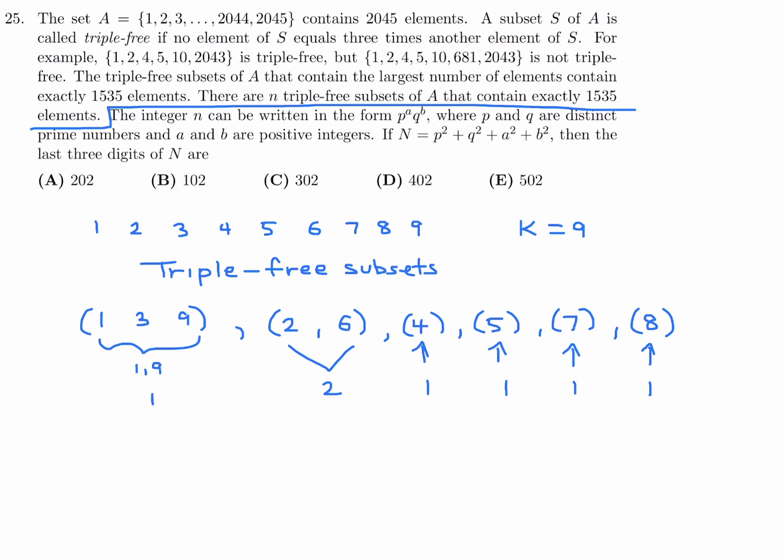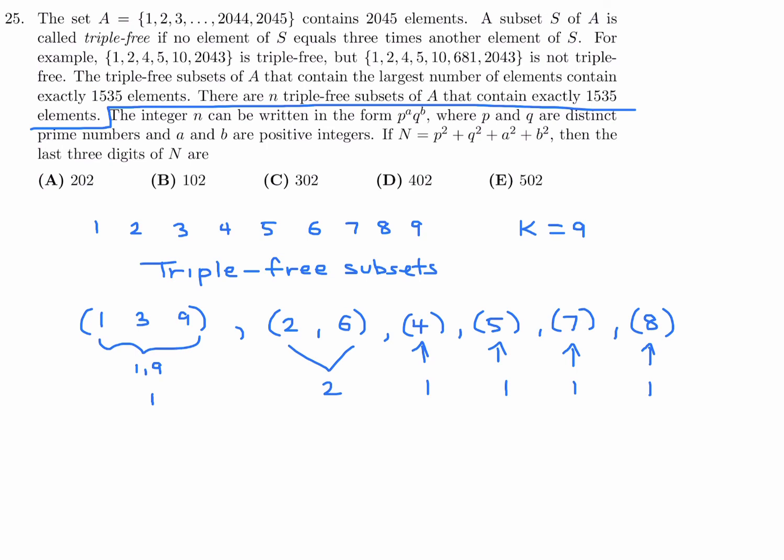Now you say, well, what about 1, 3, and 9? I can't do that because 9 is 3 times 3. And you say, well, what about just 3 by itself? No, because that would not make it the largest. I have to make it the largest. I'm forced to make the largest subset. I have to choose the most numbers from each of those subsets.